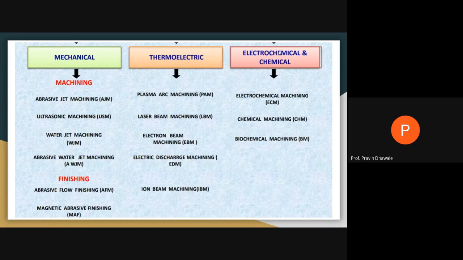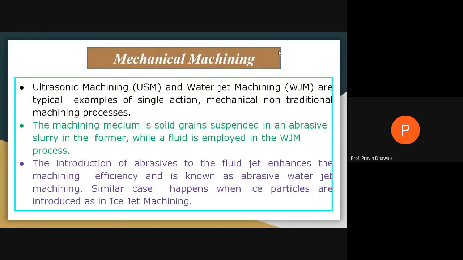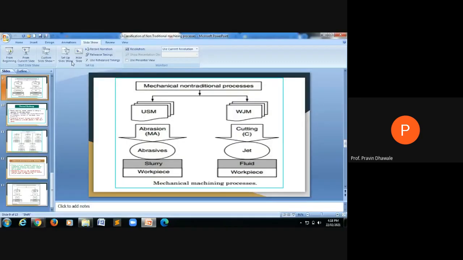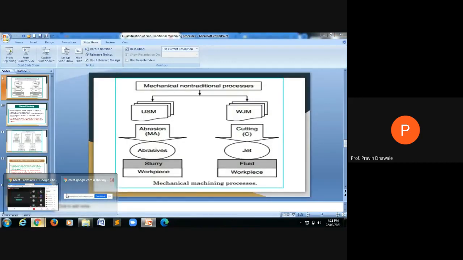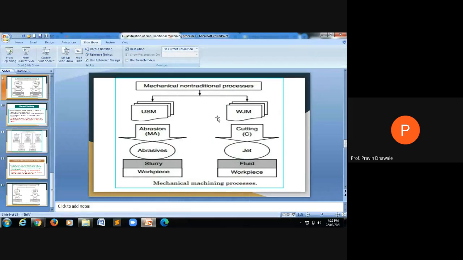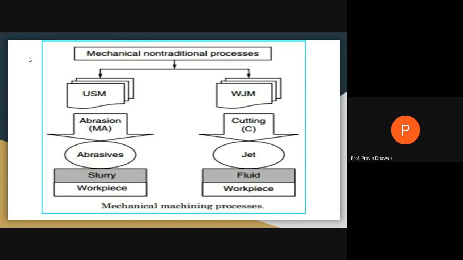Okay, next. If we are considering mechanical machining process, see here. This diagram is self-explanatory. Any problem? Okay, the screen is visible clearly. Hello.